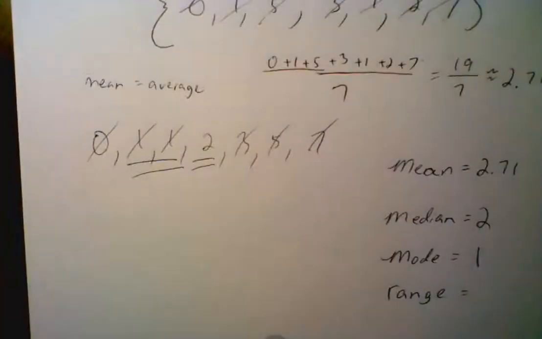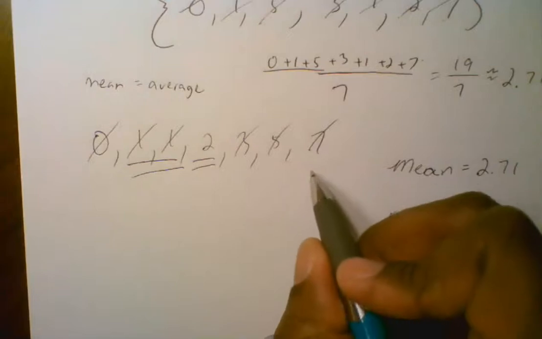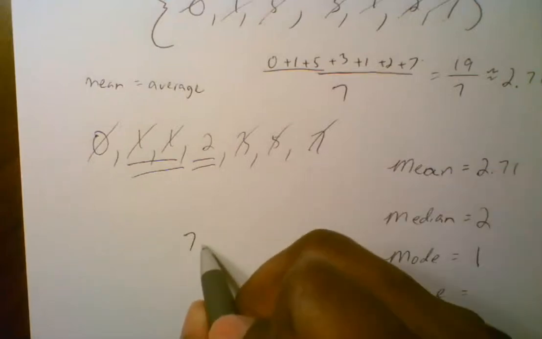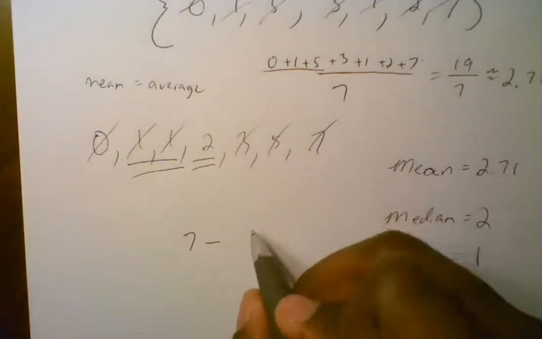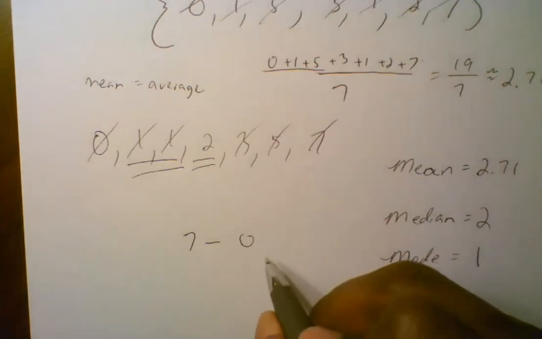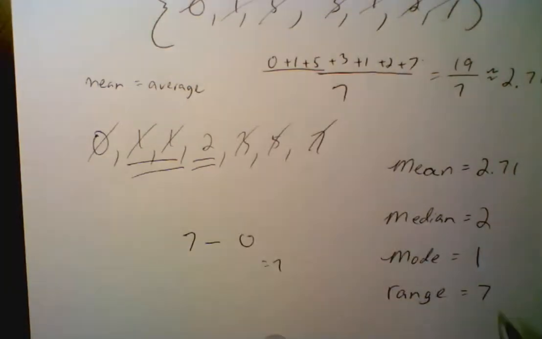And the last thing is your range. The range is simply the largest number subtract the smallest number. So my largest number is 7, and my smallest number is 0. So 7 subtract 0 is 7. So my range is 7. And that's how you find the mean, the median, the mode, and the range.